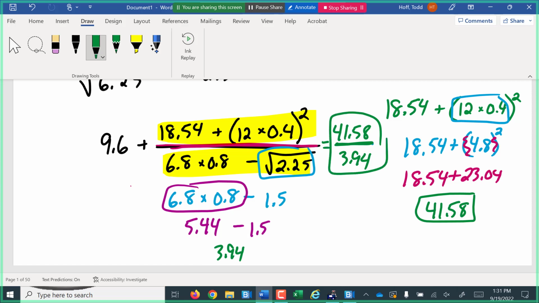So all that's left now, we've got that down to 3.94 on the bottom. All that's left is to divide. Before we do this division, I'm going to define that we want our answer to the nearest thousandth.